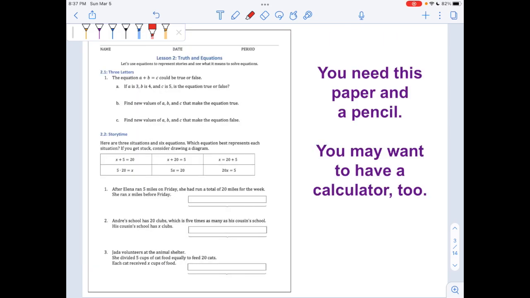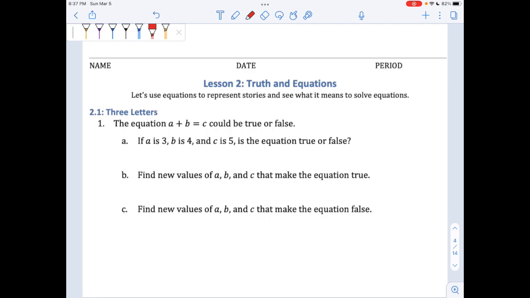You need this paper and a pencil. You may want to have a calculator too. It would be fine to have one that you can pull up on your iPad. So here we go. Lesson 2, Truth and Equations.